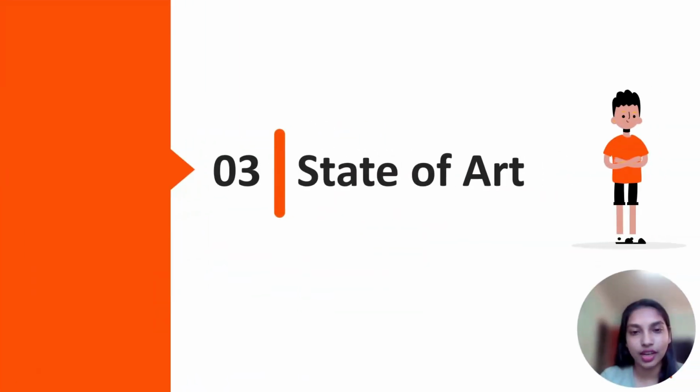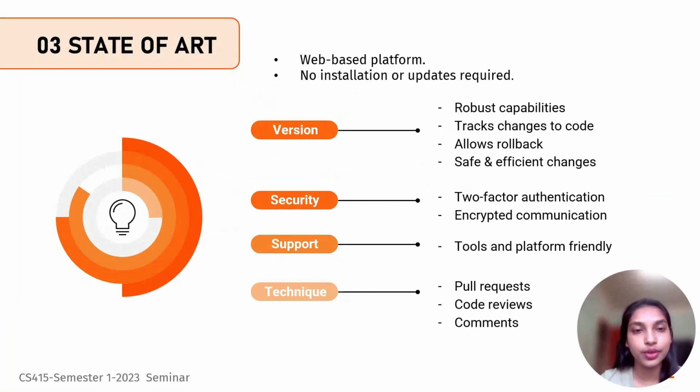Moving on to the state of art. GitHub is a web-based platform, therefore it does not need any installation or updates. But it can be said that the current version is robust, is able to track changes to code, allows rollback, and is safe and efficient to make changes. Some of the security features provided are two-factor authentication and encrypted communication. It also provides support for multiple tools because it is platform friendly. Some of the techniques that can be used with GitHub are pull requests, code reviews, and comments. This will be further elaborated on in the demonstration.